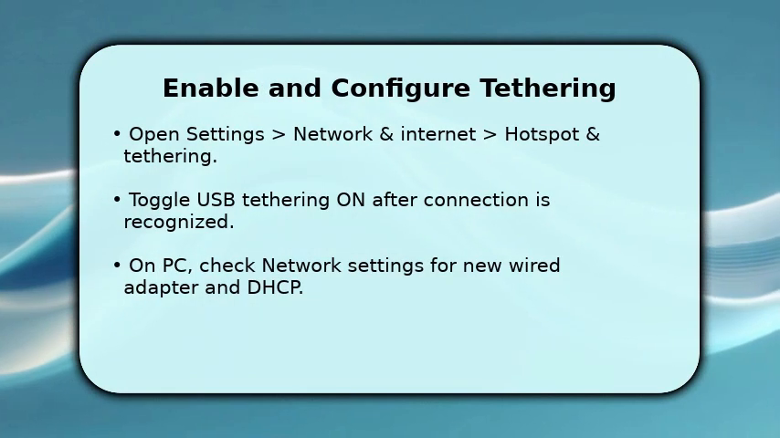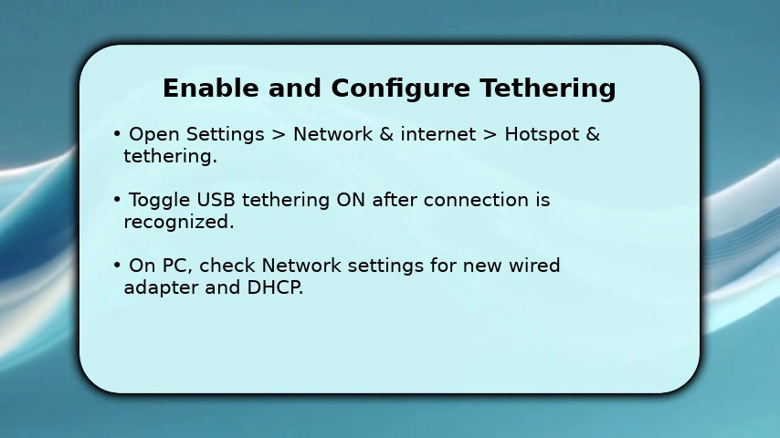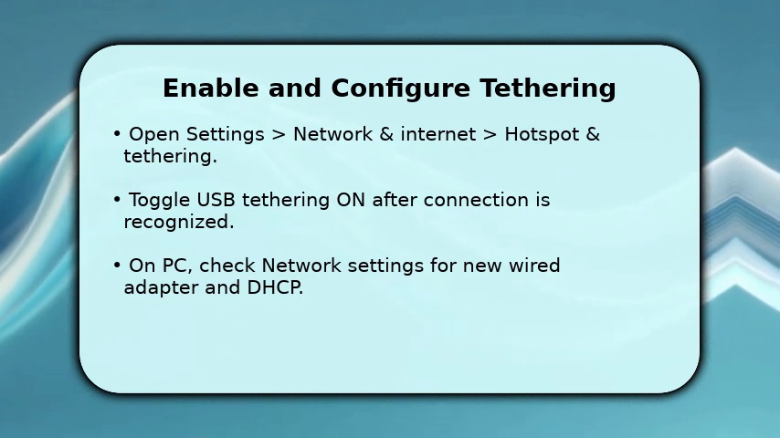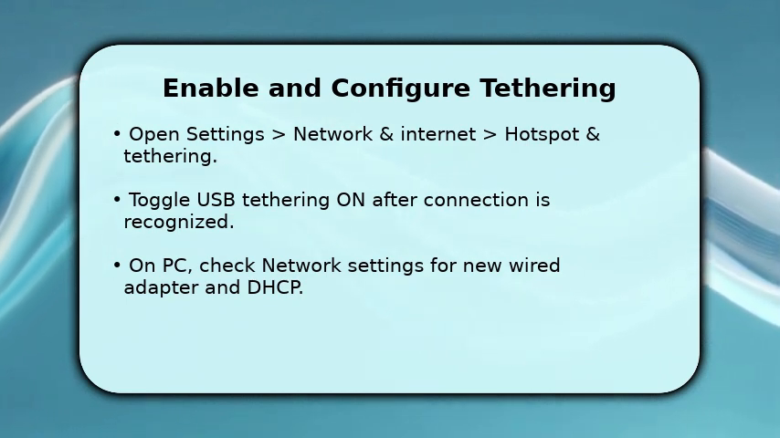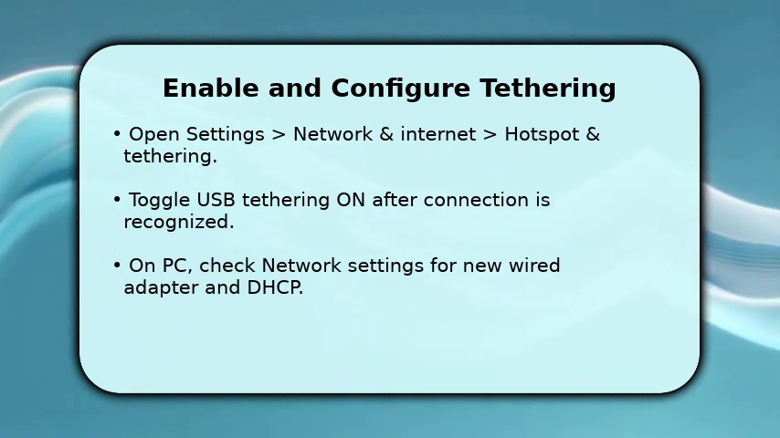Once the phone and PC see each other, navigate directly to Settings, then Network and Internet, then Hotspot and Tethering. This path is fast on recent Vivo UI versions. Toggle USB tethering on. The phone shares its cellular connection via the USB interface.